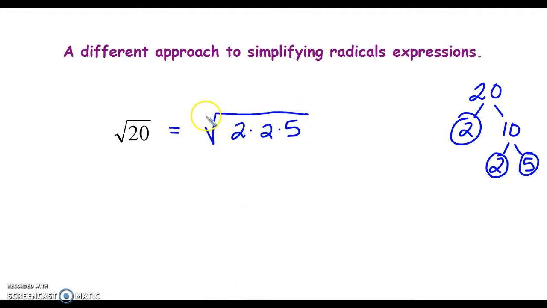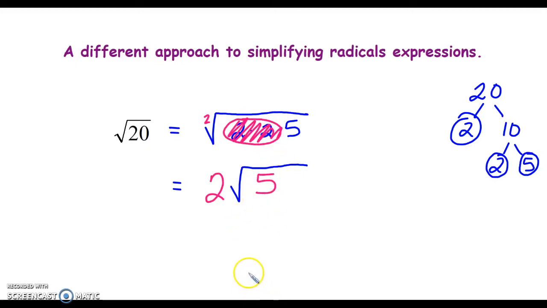We know our index on a square root is 2. That means in order for any numbers to come out from underneath the radical sign, you've got to pair them up in 2's. So here's a pair. They come out from underneath the radical sign. That brings those out. What's left? A 5. So simplified form of the square root of 20 is 2 the square root of 5. Okay, you see what I'm doing here? Let's try a little more difficult problem.